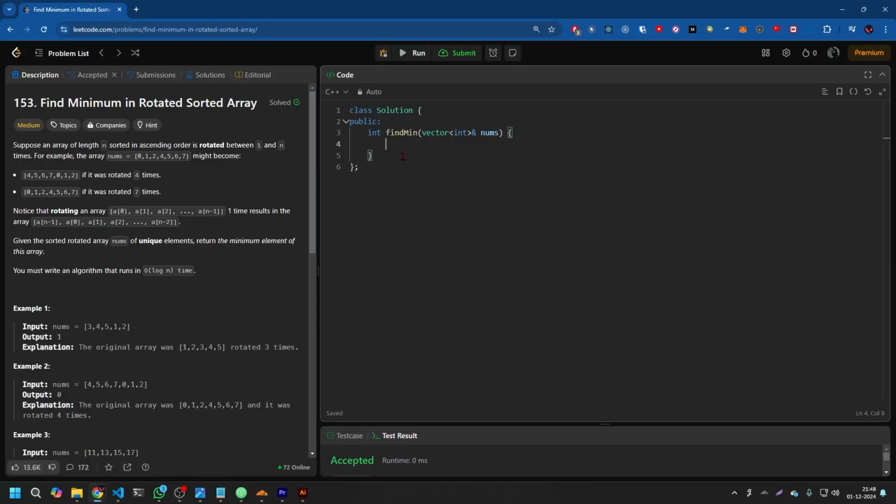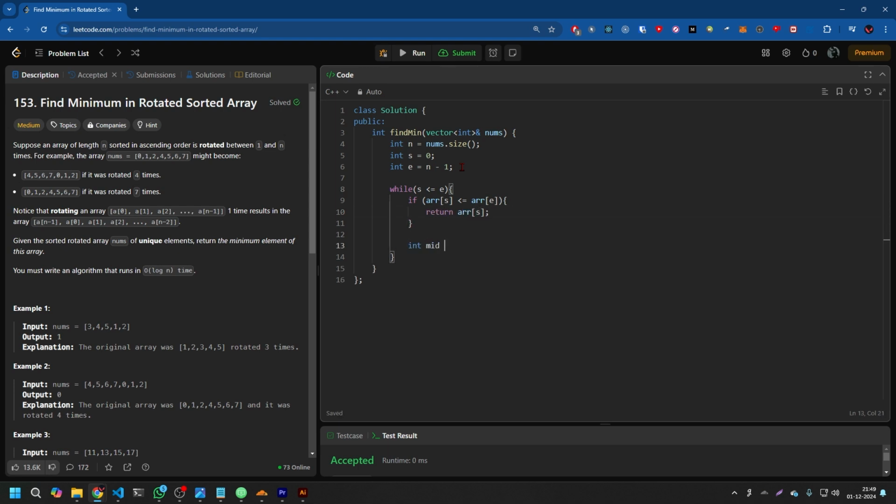So let's start. I have int S is equal to 0 and int E is equal to n minus 1. So what is my n? N is equal to nums dot size. Okay, so I have set the starting and ending pointer. Then I'm going to go while S is less than equal to E. I'm going to check if array of S is less than equal to array of E. If that is true, the array is already sorted, then I'm going to return array of S as the answer.